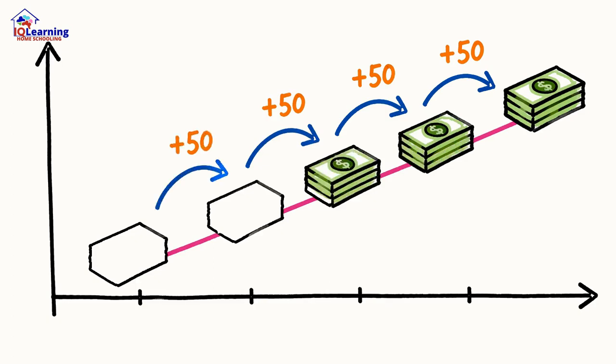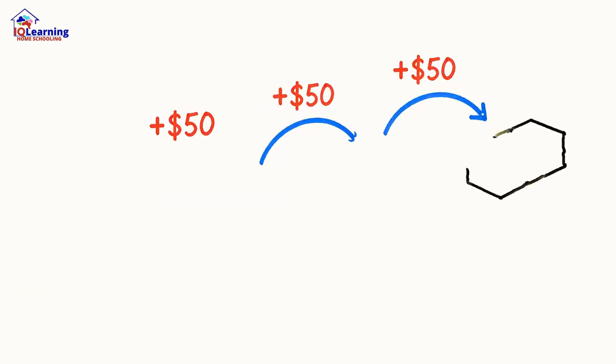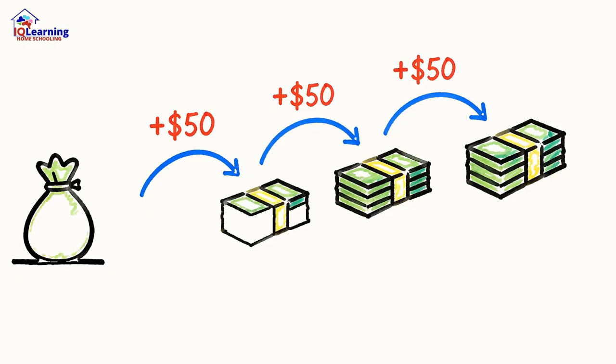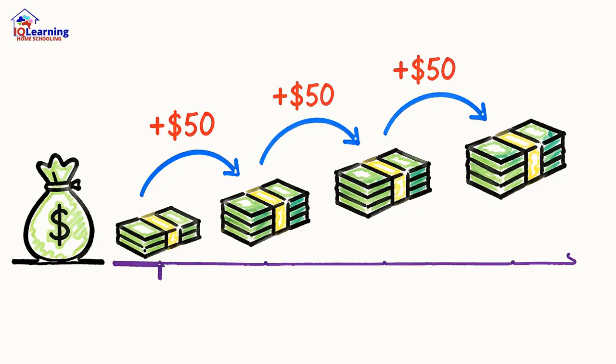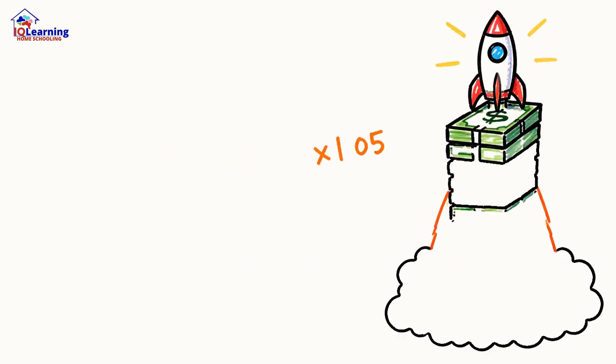It follows a pattern of constant addition. We call that constant amount the common difference. This growth is linear, predictable, and steady. Think of a salary that gets the exact same dollar amount raise every single year. To find any future term, you just take your starting point and add that common difference a certain number of times. The second account, however, is a geometric sequence.